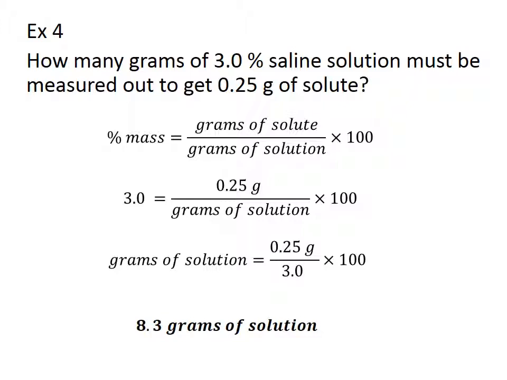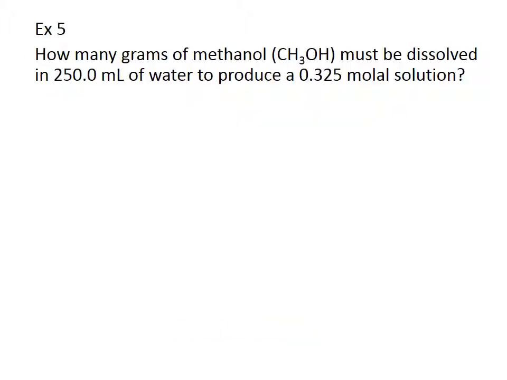So all we did here is that we took the equation, looked at what was given to us, and then solved for the unknown. So we have our grams of solute or percentage. We don't have grams of solution. We transpose the equation to solve for our grams of solution. We get 8.3 grams. All right, so let's look at the final example here.